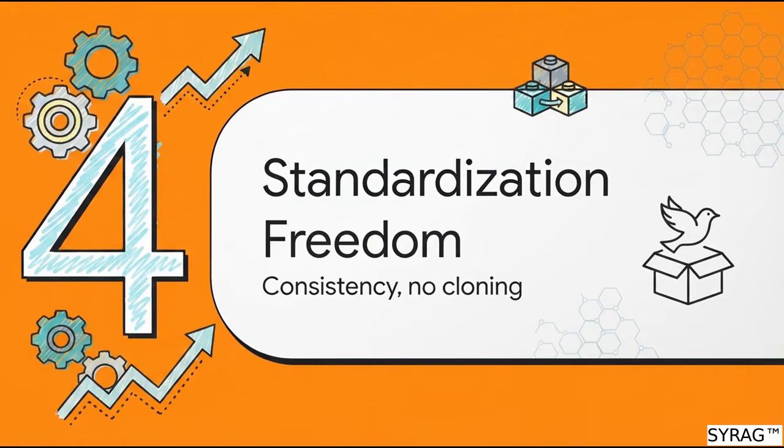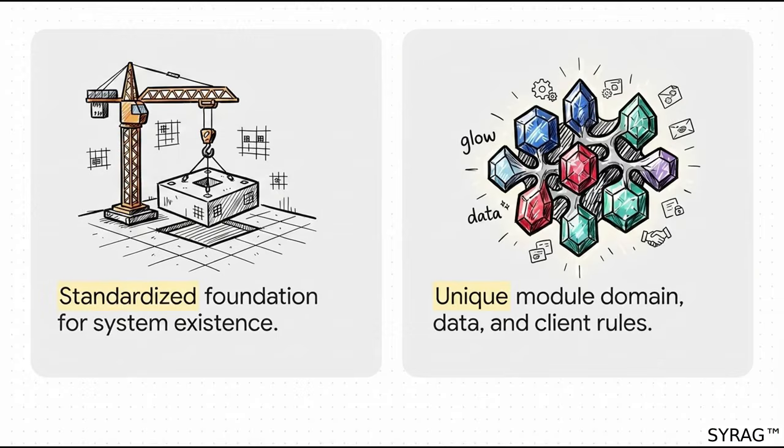Let's look at Section 4, freedom within standardization. Consistency without cloning. You might be wondering if this shared structure forces all modules to act identically. Well, standardization only applies to how the module exists within the ecosystem, leaving the specific application logic totally free to evolve. You have this standardized foundation that gives the platform a common language for launching, monitoring, and connecting to other SYRAG components. But the unique content, the domain, the specific data, the complex rules and client requests, that remains entirely custom. It's basically a common technical framework supporting wildly different needs without ever confusing their specific requirements.